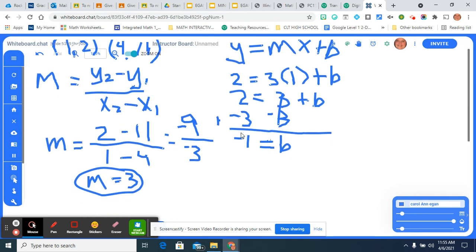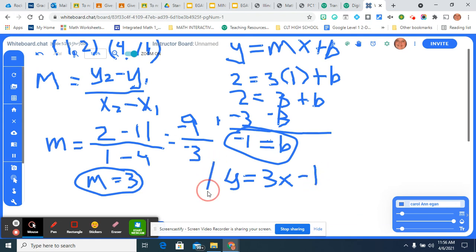So now that I know my m and my b, I substitute that information into the slope-intercept form. So y equals 3x minus 1. And that's my final answer. That's what I'm going to put in. And if I'm correct, it should turn to black. And in this case, you will be correct because we just did it together.